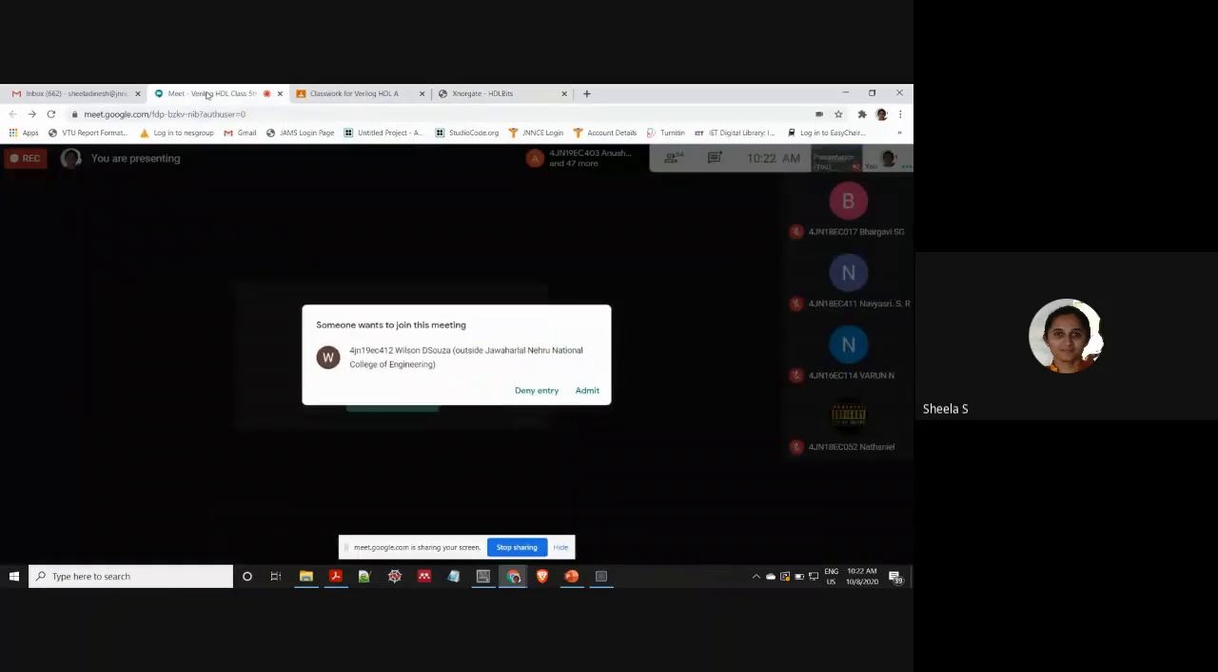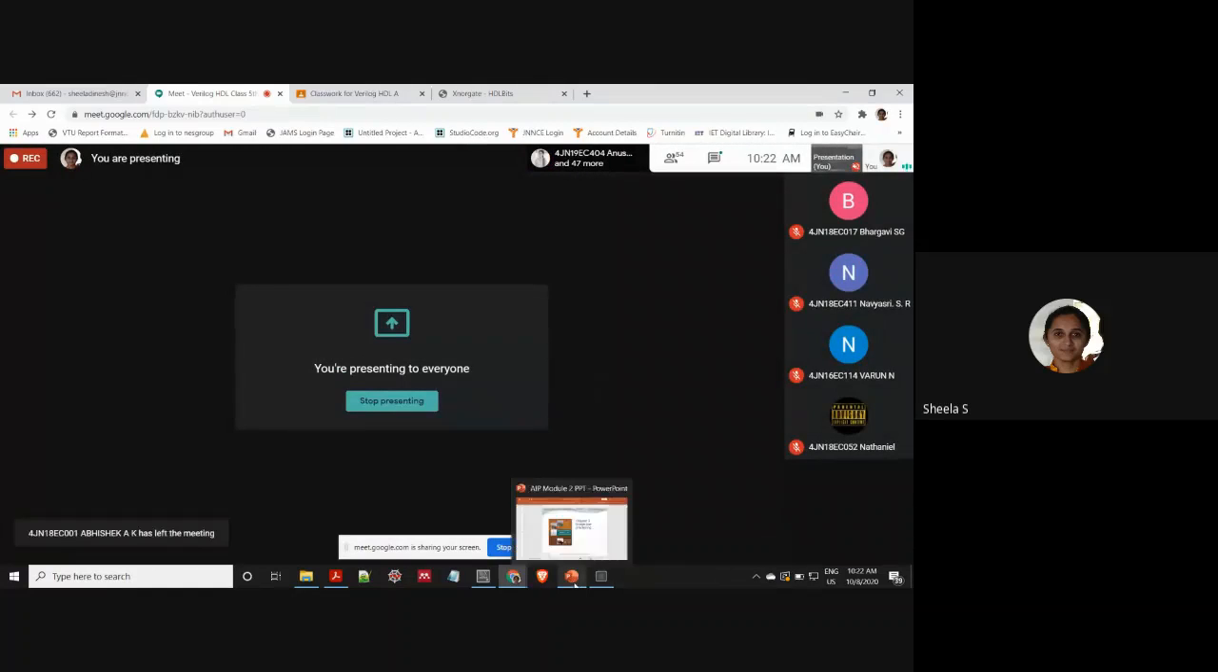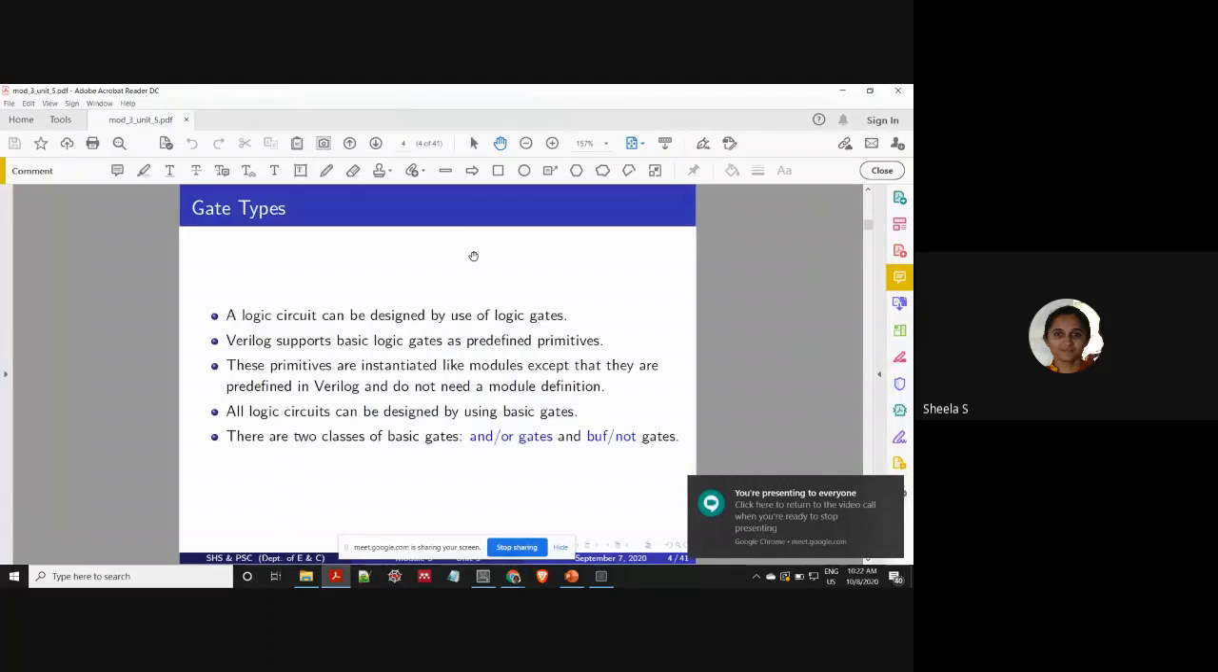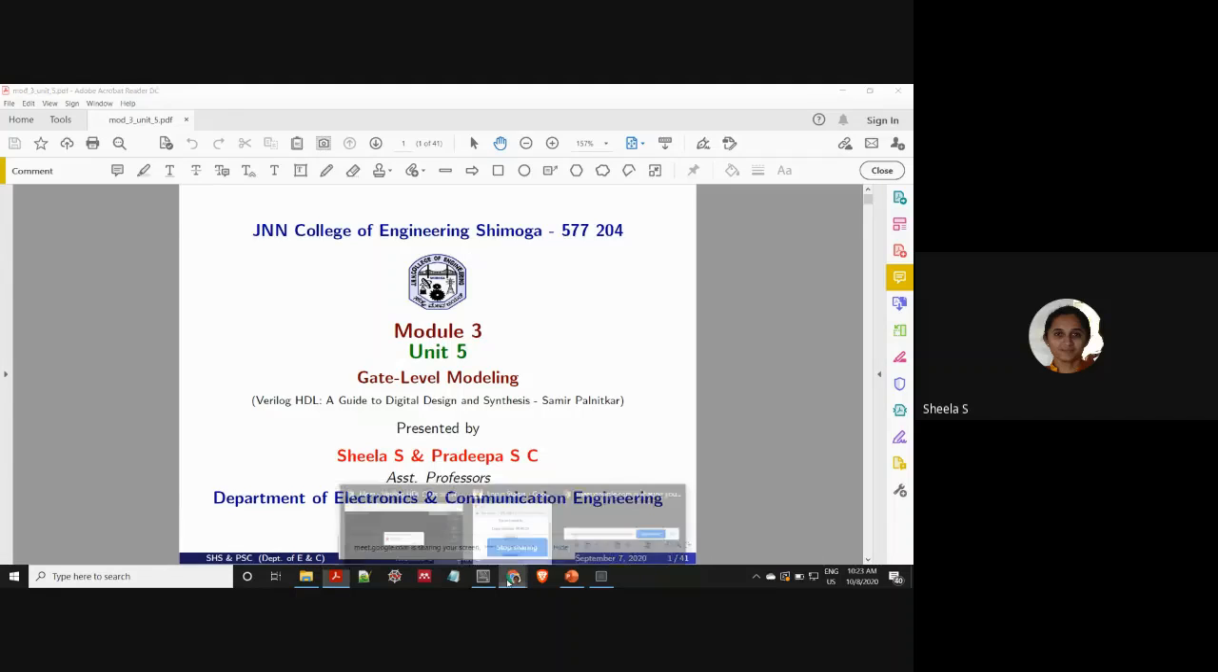Otherwise I'll start the corresponding module. The next module we have is the third module. In the first module, we understood the basics, like what is HDL and why we use it. And in the second module, we understood how to write programs in Verilog HDL.